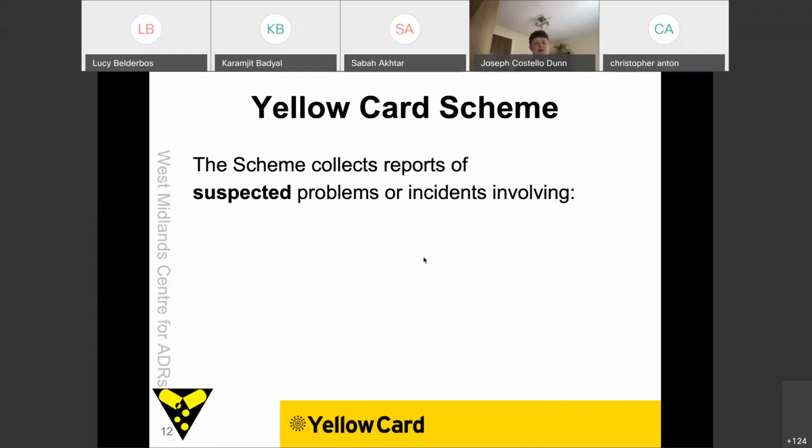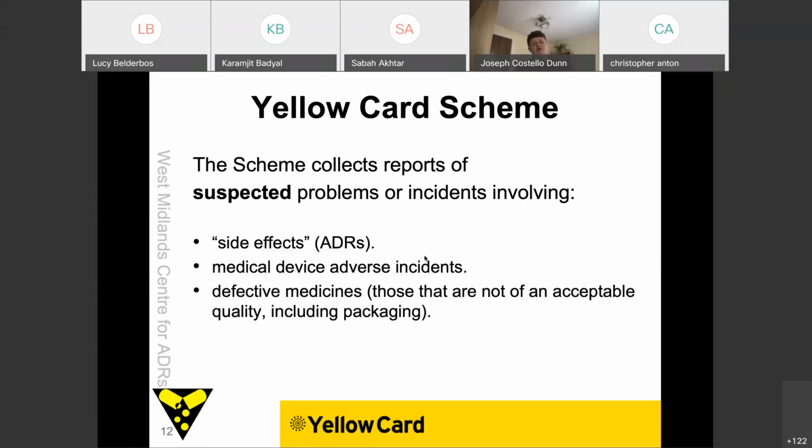So the yellow card scheme collects reports of suspected problems or incidences involving side effects of medicines, as previously mentioned, medical device adverse incidents. So for example, if an inhaler isn't actuating appropriately. It also involves defective medicines. So for example, those that aren't of an acceptable quality, meaning that the tablet shape may be misshapen, the color may not be as uniform across the batch, as well as packaging that's defective.